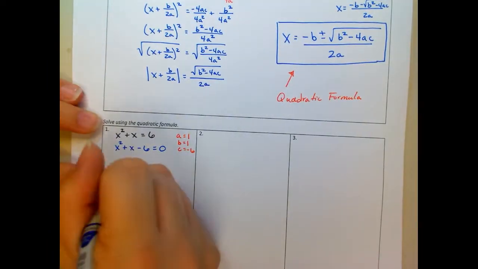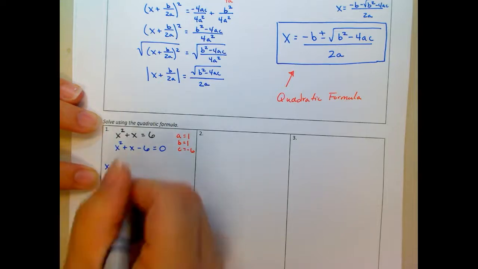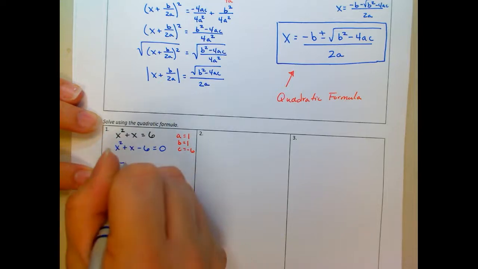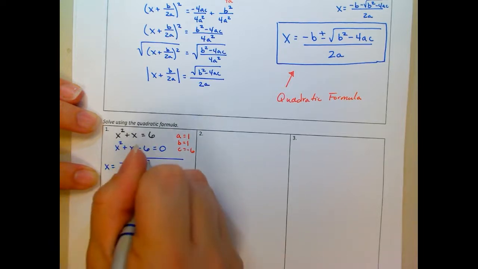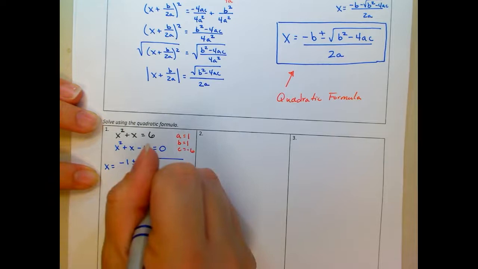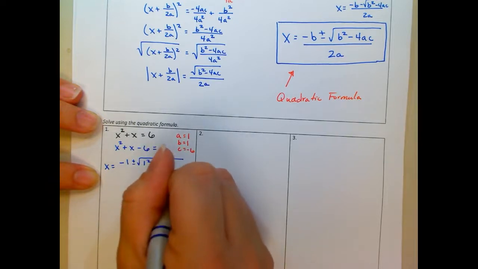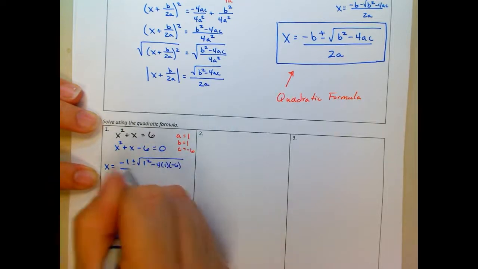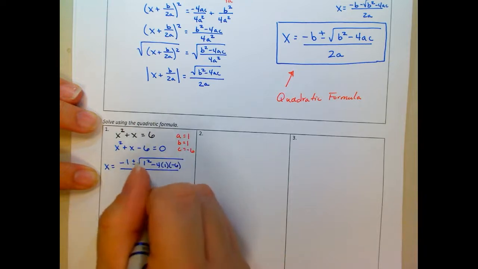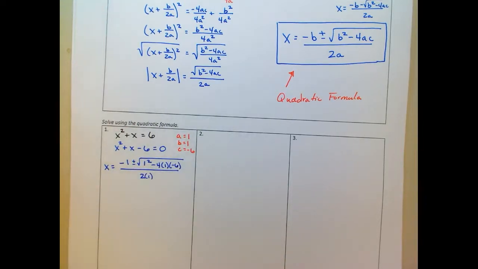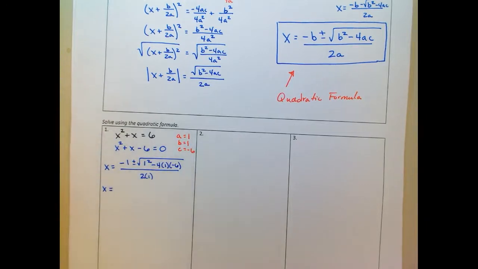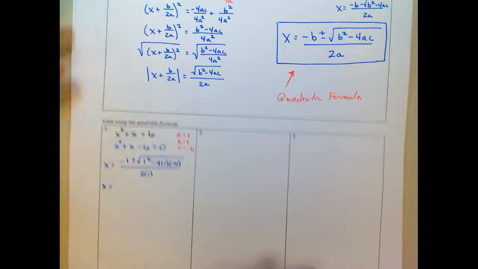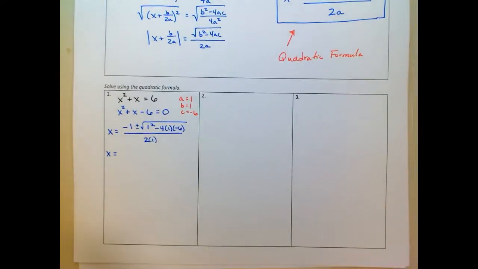So in this problem, we'd have x equals negative, and then our b is 1, plus or minus the square root of 1 squared, minus 4 times a, which is 1, times c, which is negative 6, all divided by 2 times a, which is 1. Okay, so I should be seeing kind of what you're plugging in. Now, if this was a word problem or a situation where it was okay to round, then you would be able to plug that entire thing in the calculator and calculate it. However, when it's not, we need to give exact values.